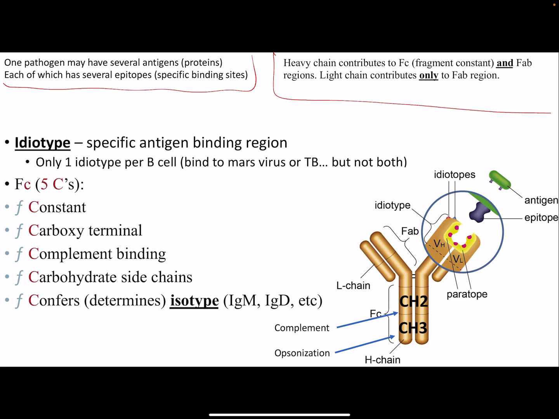When we're thinking about the heavy chain specifically, it is the only thing contributing to the Fc. Yes, we have a constant region right here on our light chain, but it doesn't extend into what we call the Fc.